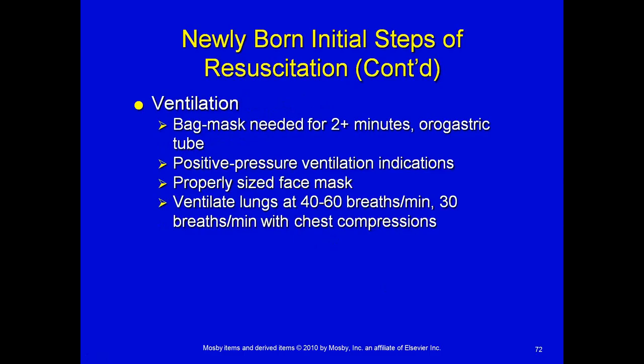Bag mask ventilation may be needed initially, for 2 minutes, and they should turn around quickly after you begin bag mask ventilation. If they don't, and you're going to ventilate them longer than 2 minutes with a BVM, then we need to consider inserting an orogastric tube, because no matter how good you are, you're going to exceed the needs of the lungs, and that excess air is going to end up in the stomach. And the problem with air in the stomach is that now you've got this big balloon sitting under the diaphragm, and it's going to be harder for them to ventilate, and it also increases their risk of aspiration.